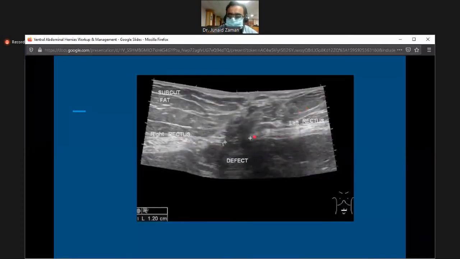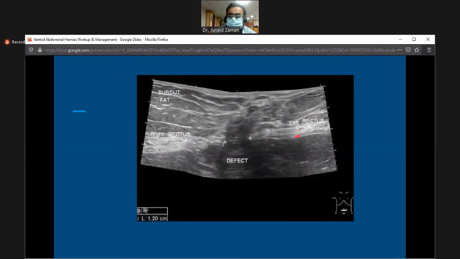See, this is the right rectus muscle. This is the left rectus muscle. We are sitting at the foot end of the patient. Fine. And we are seeing this patient from the foot end. So the head is on the other side. Fine. And here on my side is the foot, and on that side is the head.